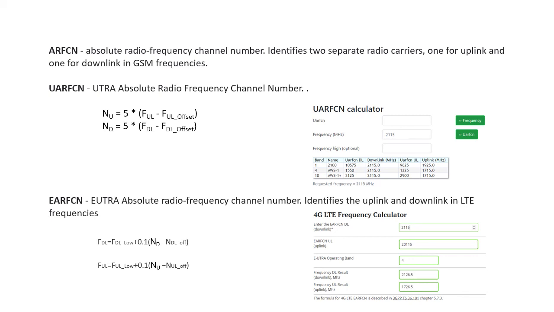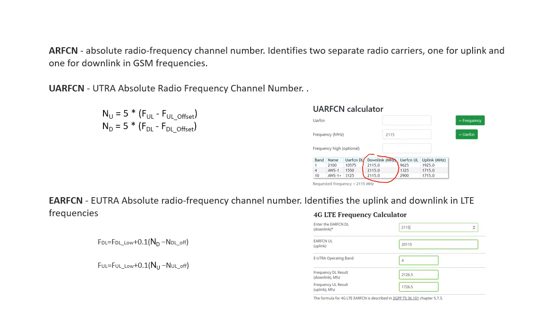If you look at the result, you know that based on this calculator, what they took as the input number is actually the downlink frequency. We start with this, apply the formula, and get the ARFCN, and from that we also get the uplink frequency.